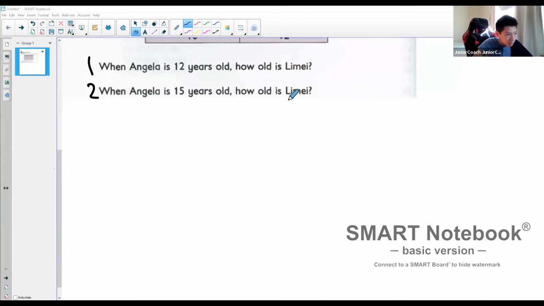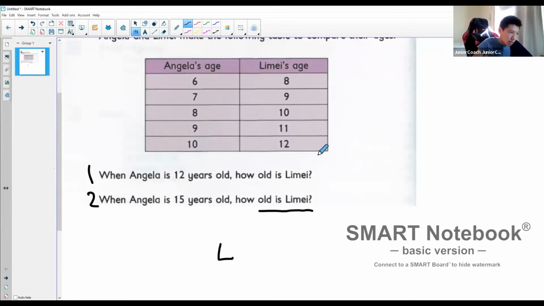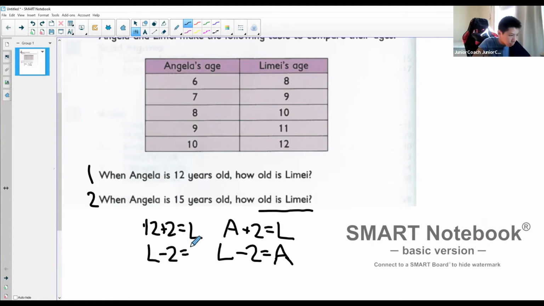So how old is Li Mei? Not sure how to pronounce that name. We're just going to call Li Mei's age L, because L for Li Mei, right? And so we identified from this chart, the pattern, that L minus 2 equals Angela's age, right? And we can also write this as Angela's age plus 2 equals Li Mei's age. You can use either of these to solve it, and then you plug in Angela's age, in this case 12. So these two equations become 12 plus 2 equals L, and L minus 2 equals 12, respectively.